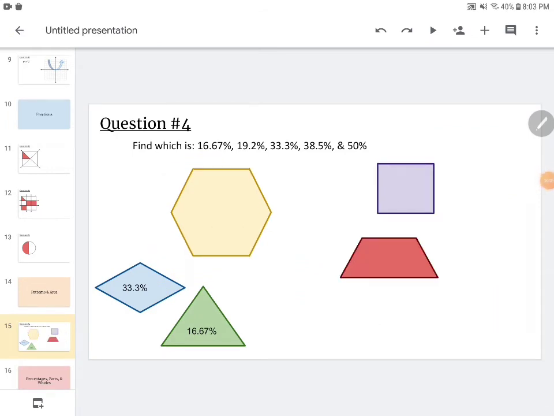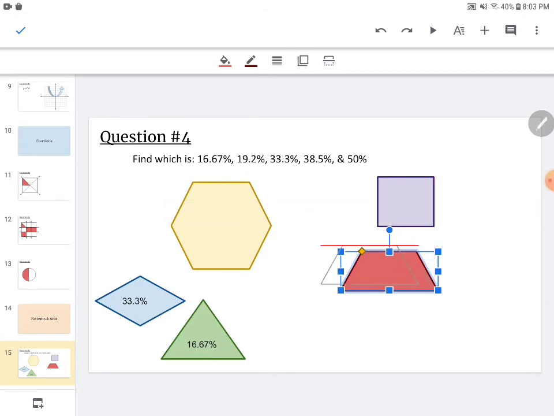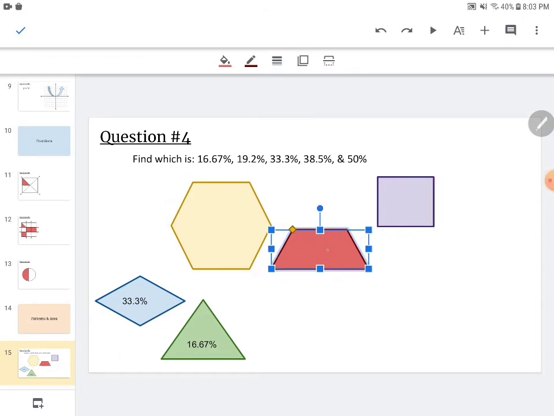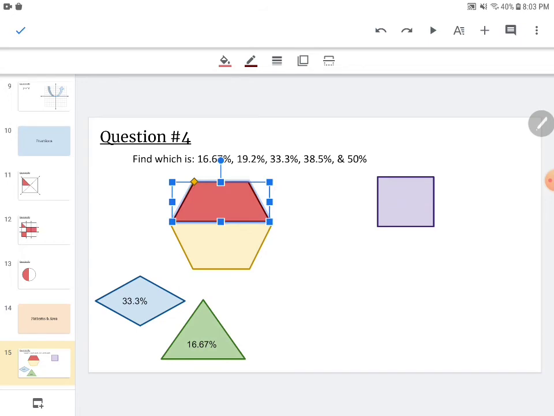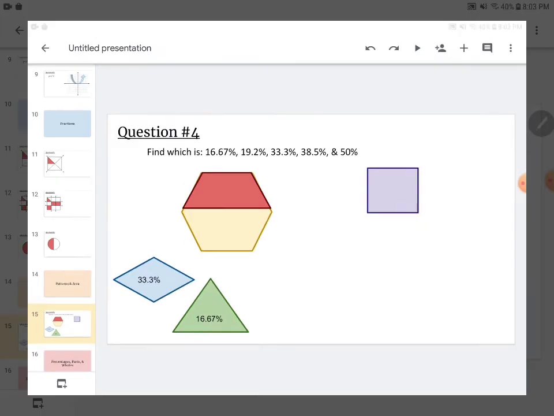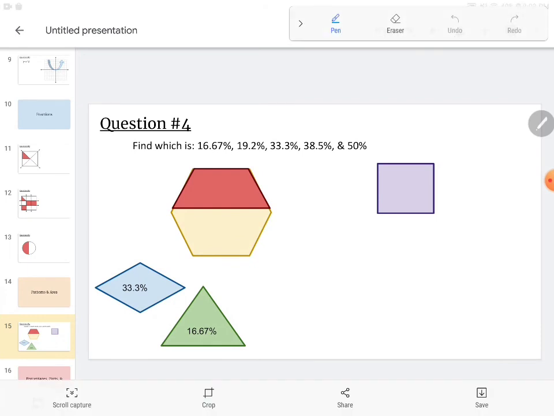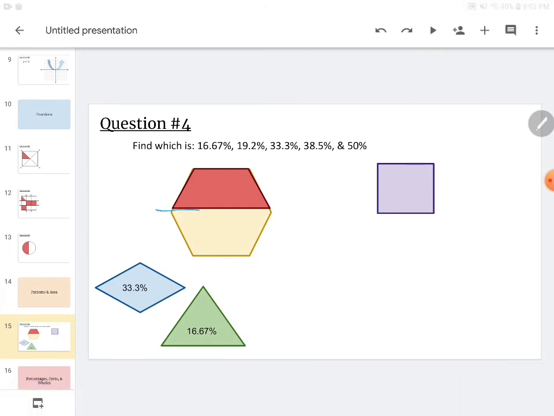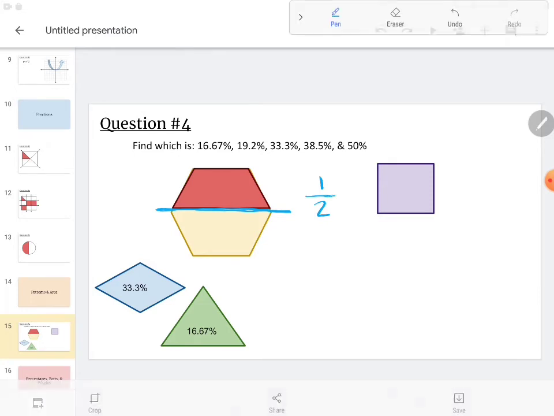Next, if you'll notice our hexagon right here, whenever we go to put it, or I mean not our hexagon, our rhombus, when we go to put it on our hexagon like that, we'll notice that it takes up about half of our shape. And the way we know that it takes up half of our shape is because when we go to split it into equal parts like this, 1 out of the 2 sections of our hexagon is shaded. Therefore, 1/2 of it is shaded.